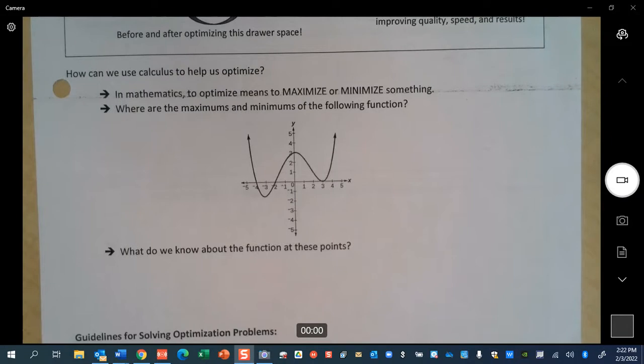All right, so how do we use calculus to maximize? In mathematics, to optimize means to maximize or minimize something. So when we look at this function, what are my maximums or minimums of the function? Talk to your group mates and agree on maximums and minimums. Go.